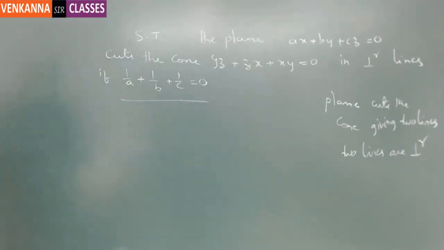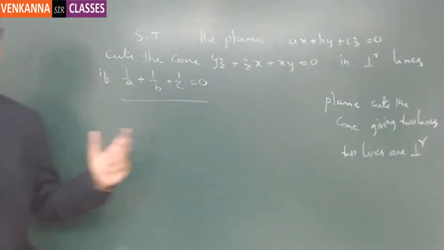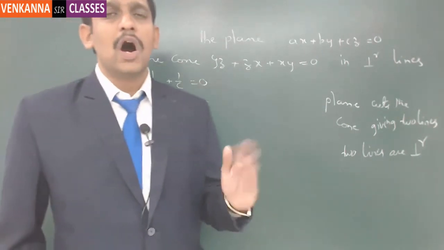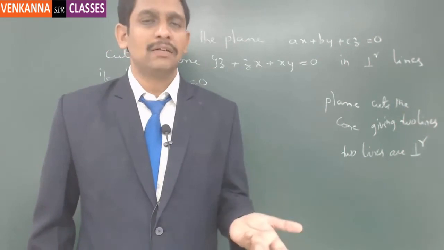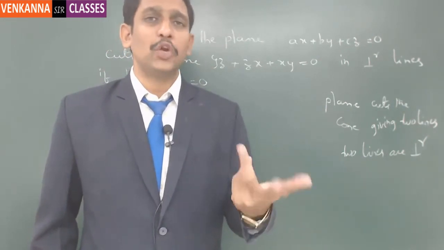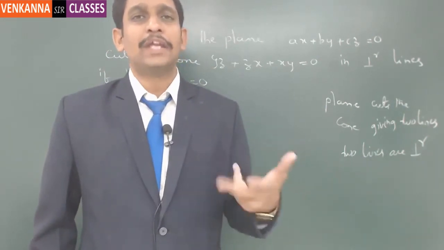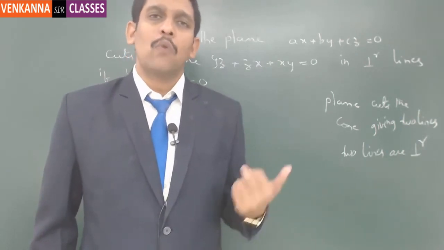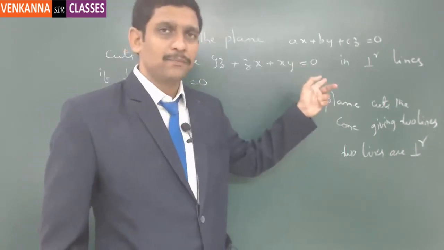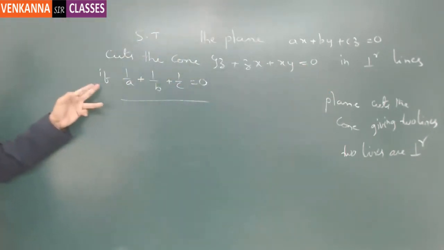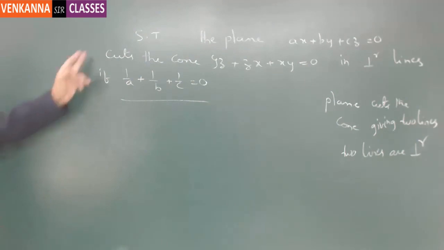As we have studied, whenever a plane passes through the vertex of the cone, we always get two lines. The two lines may be of any kind. They may be perpendicular, they may be very close to each other, they may have an acute angle, etc. Whatever the case we consider, if the two lines are at right angles, then this condition must be satisfied. That was the question tag here. Is it clear?